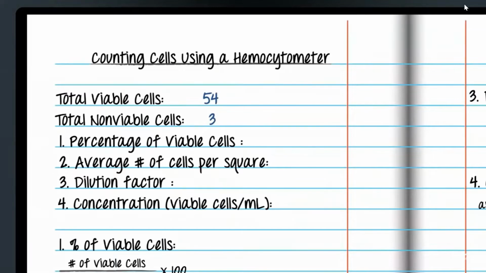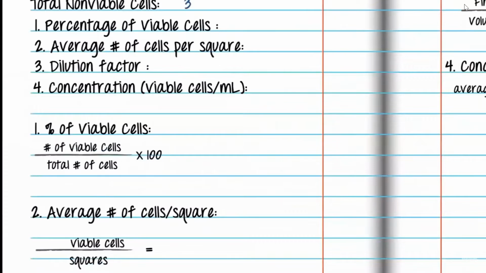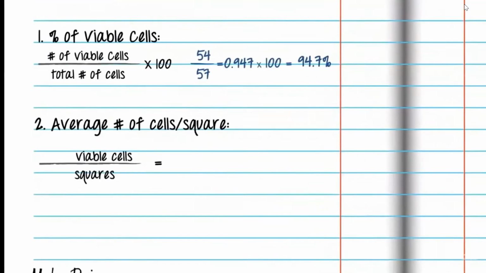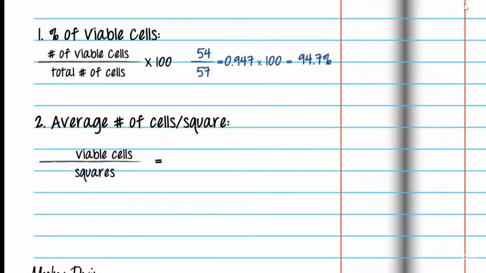Now that we have counted our cells, there are several calculations we need to perform. First, let's calculate the percentage of viable cells. Here's the formula. 54 viable cells divided by 57, the total number of cells, gives us 0.947. Multiply by 100 and the percentage of viable cells is 94.7%.